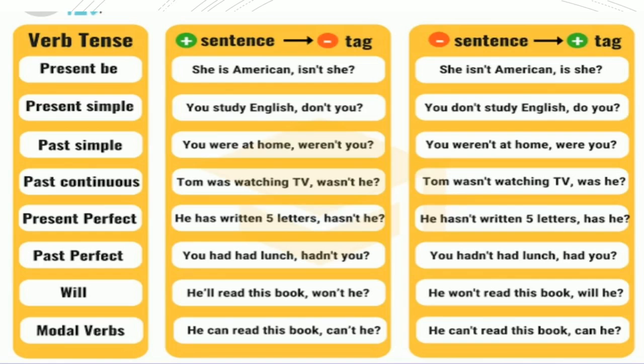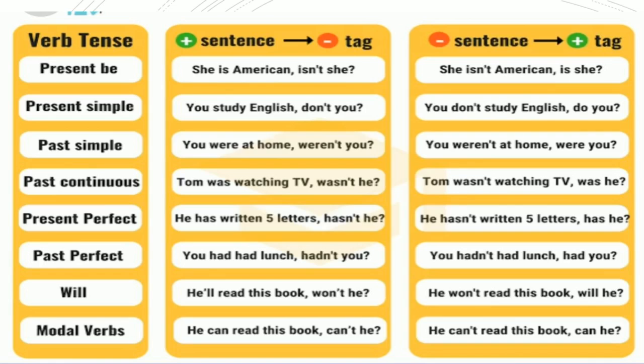Now, past simple. You were at home. So, taking again the auxiliary verb, we are forming the tag, that is weren't you. If I take the negative sentence, you weren't at home, then the tag will be positive. Were you? Now, past continuous. Tom was watching TV. Wasn't he? Now, here Tom wasn't watching TV. Negative sentence. So, when you are adding the tag, it will be positive. Was he?